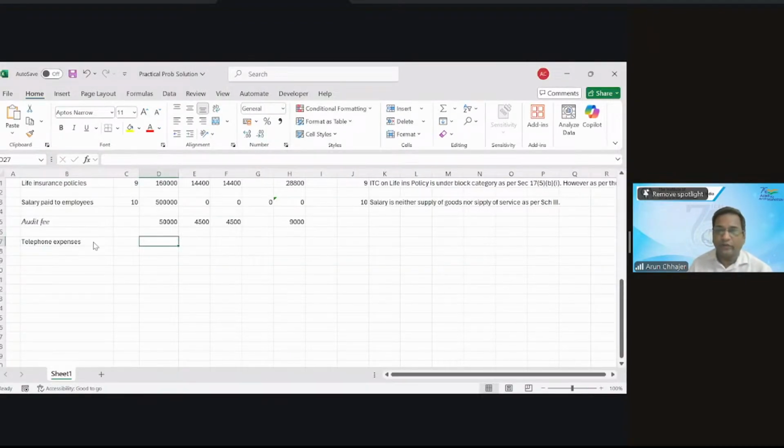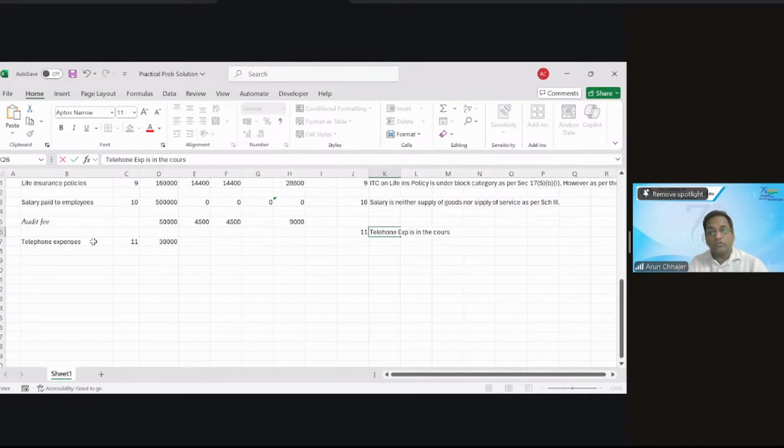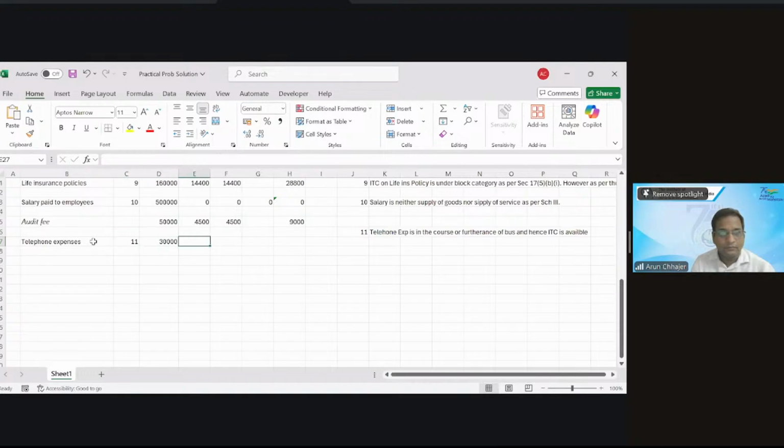So I'm saying telephone expenditure, which is 30,000. If you like to write, you can mention telephone expenses is in the course or furtherance of business and hence ITC is available. Again, because the service provider is in Calcutta, it will be CGST and SGST. Last expenditure is bank charges.